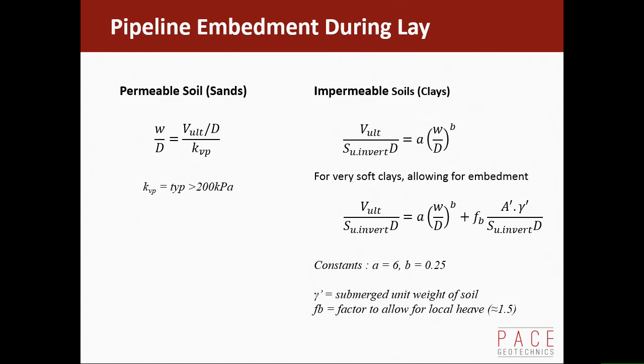SU is the undrained shear strength at the base of the pipeline, the depth we expect it to go to, and that will be increasing with depth, so again it becomes a bit of an iterative thing to actually calculate it.